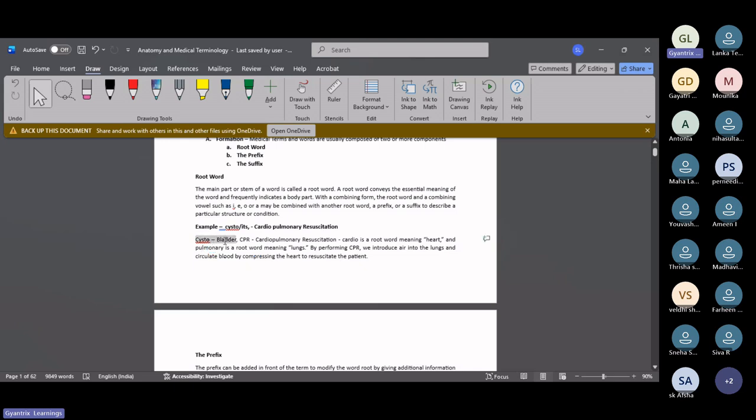So cysto is bladder. CPR is cardiopulmonary resuscitation, right? Cardio is the root word meaning heart, and pulmonary is a root word meaning lungs. By performing CPR, we can introduce air into the lungs and circulate blood by compressing the heart, to resuscitate the patient. So this is the exact meaning of the word CPR. Now you guys can identify medical terms and break down the words with this example.